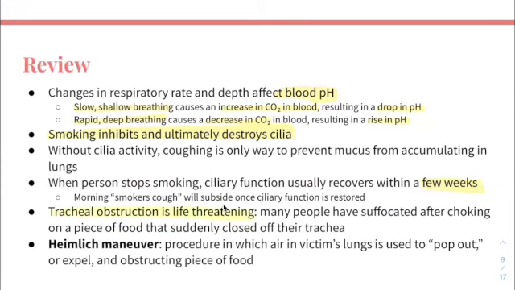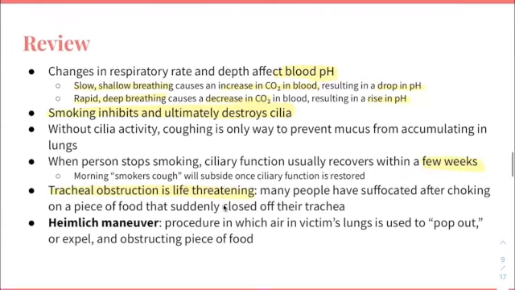Tracheal obstruction is life-threatening. That's where that Heimlich maneuver comes into play. If something is stuck, that Heimlich maneuver will help to push whatever is obstructing out of the lungs. Could be a piece of food, could be anything swallowed that you attempted to swallow that shouldn't be.